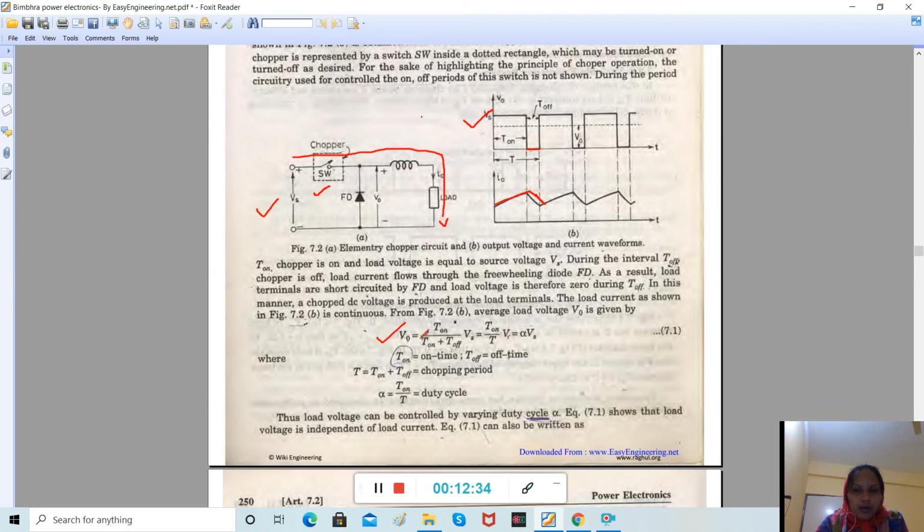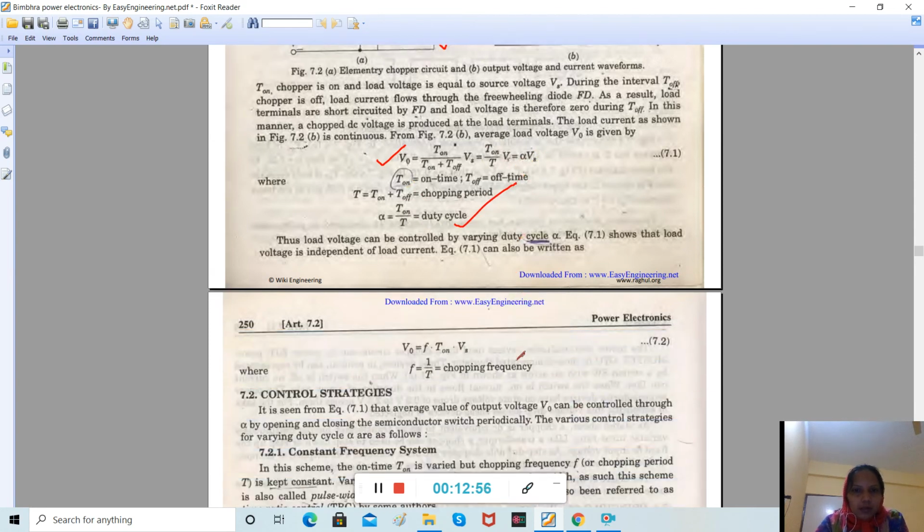So the equation for V0, the average output voltage, is V0 equal to T on by T on plus T off into Vs. T on is the on time, T off is the off time, and T on plus T off is the capital T, the chopping period. So T on by T into Vs is equal to alpha into Vs. Here alpha is equal to T on by T, which represents the duty cycle. So the load voltage can be controlled by varying alpha, the duty cycle. And here the load voltage is independent of load current.